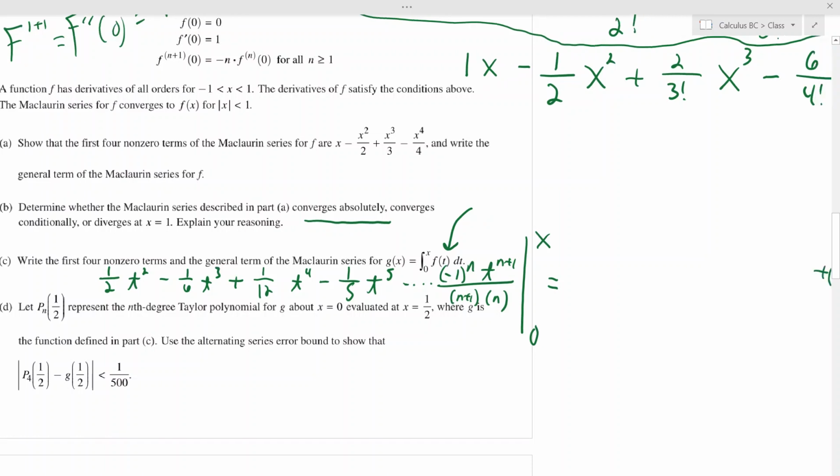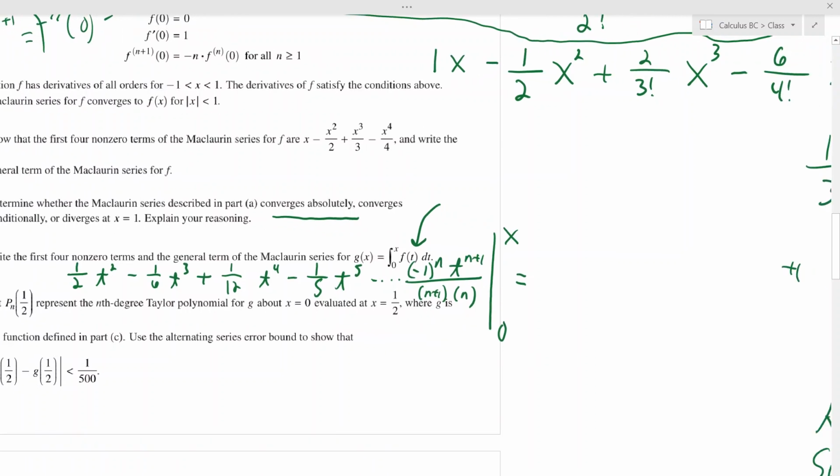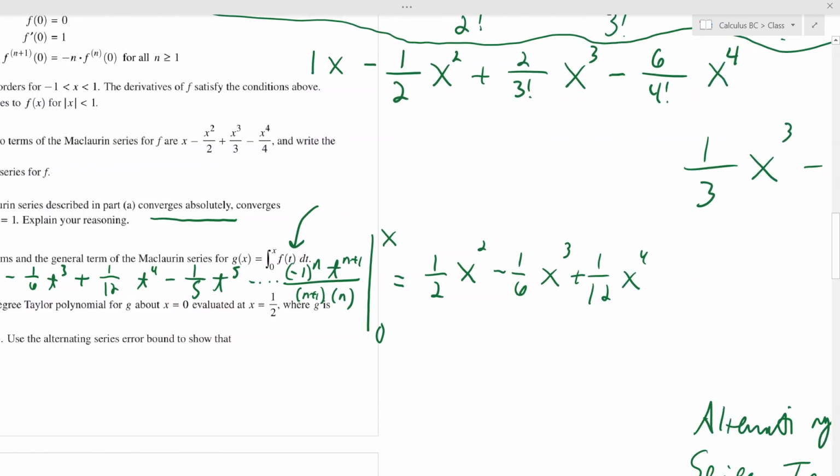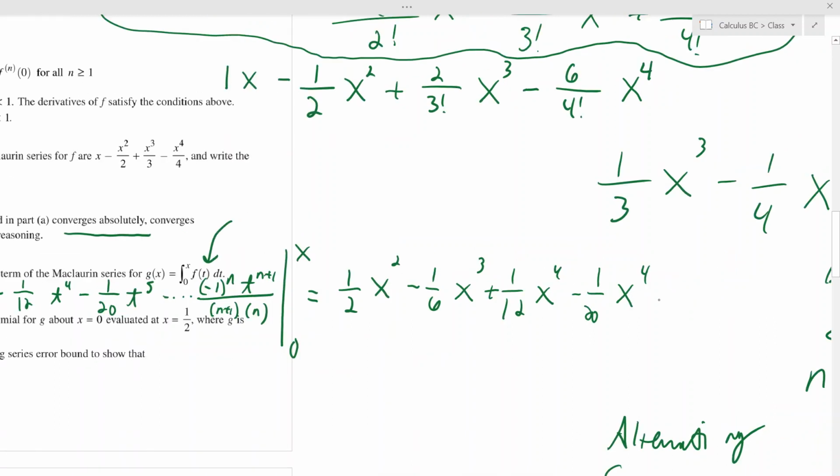But keep in mind, they could mess with you a little bit, I guess. I hope everybody's on board with this. It's a half x squared minus a 6th x cubed plus a 12th x to the 4th minus a 5th x to the 5th, not a 5th. Why did I put a 5th there? Isn't that a 20th? There we go, 20th. And then dot, dot, dot.